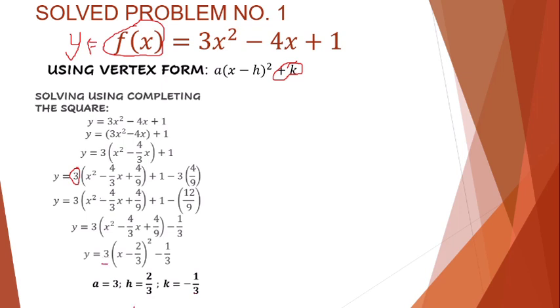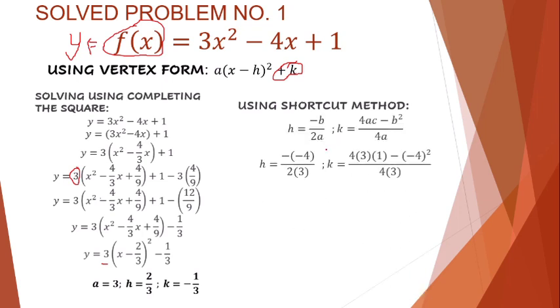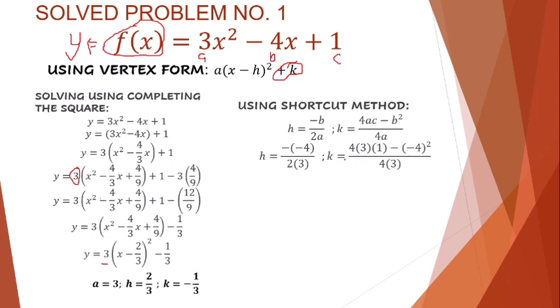Now, how about the shortcut method? Using this, by finding h, ano ba B nyo? This is your A, B, C. Now, you are going to find the h, so ano pong B natin? Negative 4. Ano po yung A nyo? 3. A nyo is 3, C nyo 1, then yung B nyo is negative 4.